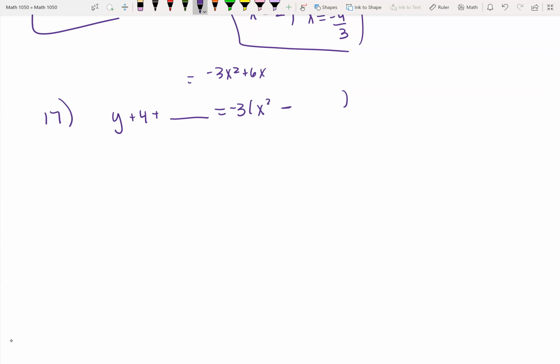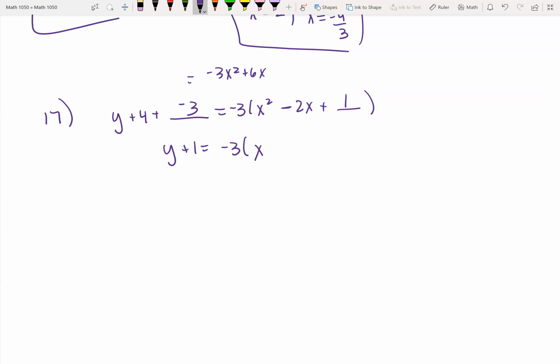3 divided by 3 is a 1x squared. 6 divided by 3 is a 2x. I've seen a couple of people close their parenthesis right there. That is not correct. The parenthesis goes after the blank. So like that, okay? 2 divided by 2 is a 1. 1 to the second is a 1. To balance it, -3. So you go y plus 1 equals -3.